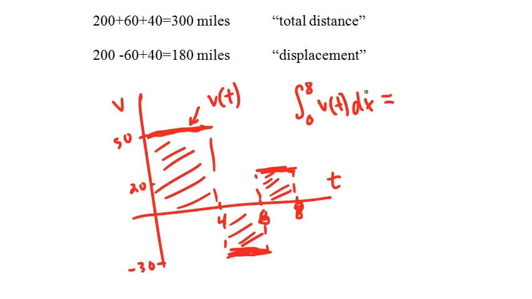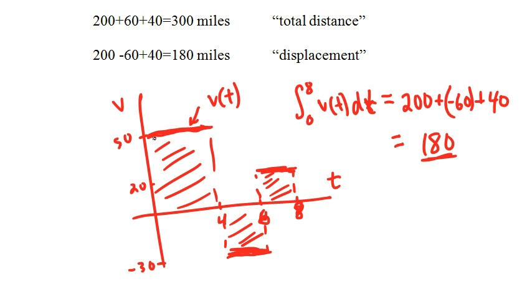Notice, this would be dt here, and what you would have, first of all, is this area would be positive. That would be 200 miles, would count as positive. This 60 here, this area is 60, it's 2 by 30. It would count as negative. And last of all, we'd have a plus 40 right here. And what does that give us? It gives us 180. So what the integral actually calculates is the displacement.